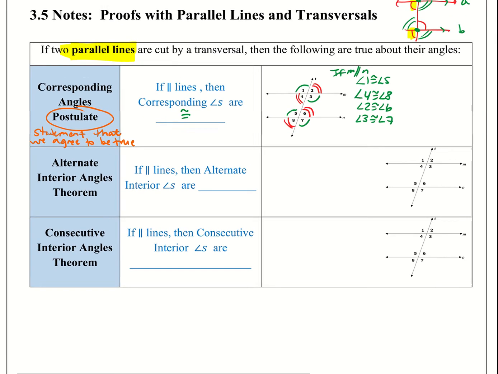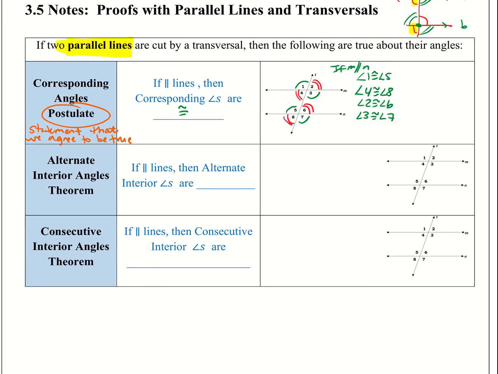The next one is the alternate interior angles theorem. So if you have parallel lines, again, we have to have this hypothesis that is met. We've got to know we're working with parallel lines. Then a true relationship is that alternate interior angles are congruent. Now this is called a theorem. This is something that can be proven. This has been proven to be true.